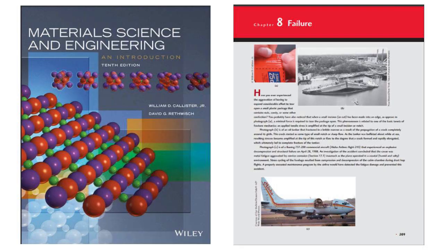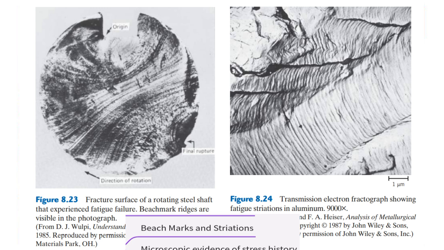The textbook actually shows an image of a fractured steel shaft, and it has these markings on it called beach marks. Beach marks are really interesting, because they actually tell the story of that crack growing. So each beach mark is like a timestamp. Like, this is where the crack was at this point. You can actually see the progression of the failure over time.